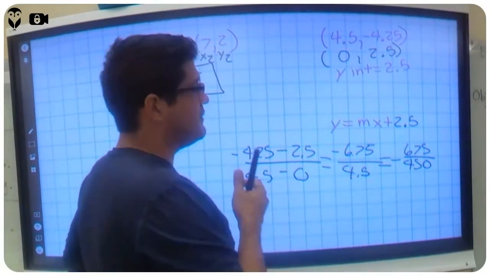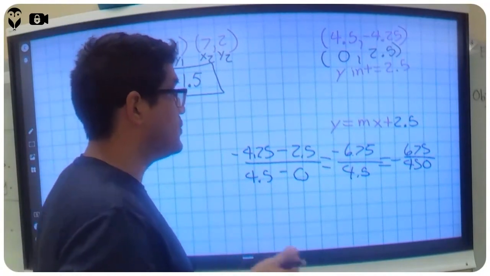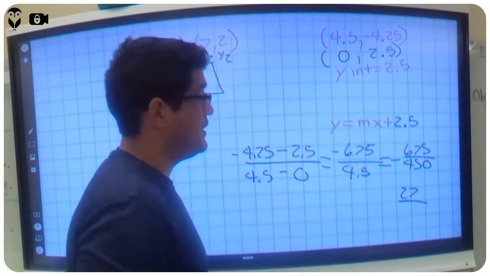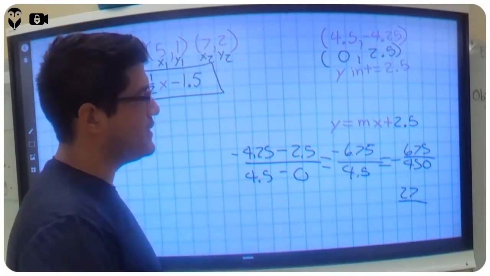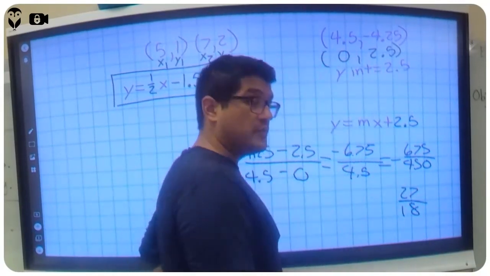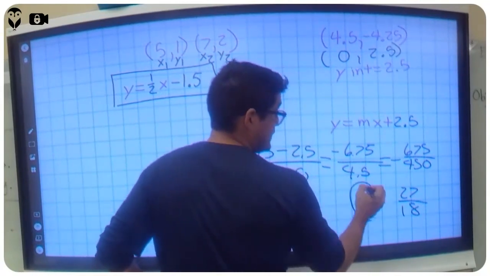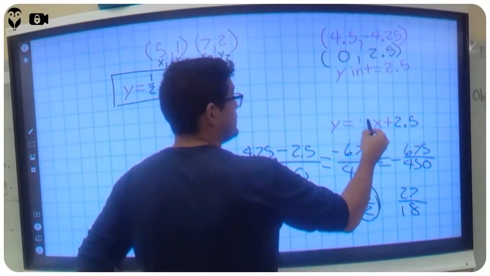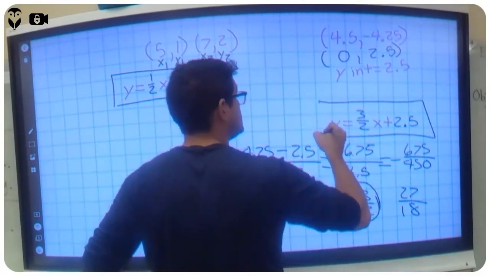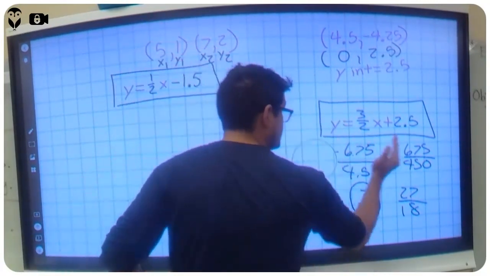So 25 times 4, because there's 6 100s, that's going to make 24. So 27, so it's going to be 27 on top, over 4 times 4 is 16, plus 2 is 18. Both of these are divisible by 9, which will leave me with 3 over 2 as my slope. So now that I know what the slope is, here's my equation for this one. And that's it. It's all the work.